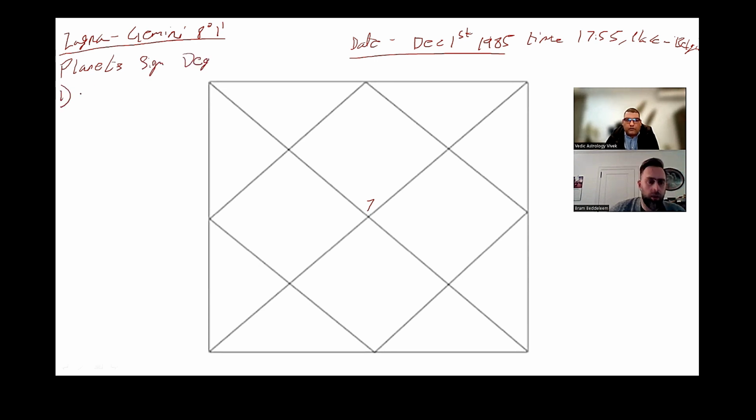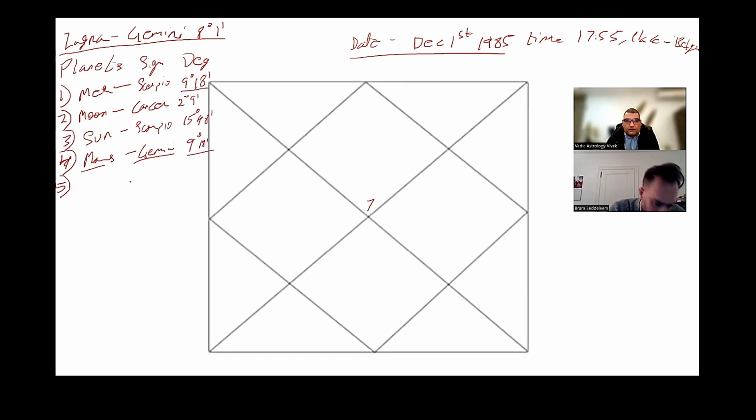Planets, sign and degree. What about Mercury? Scorpio, 9 degrees, 18 minutes, and Mercury is retrograde. Tell me about the Moon. The Moon is in Cancer sign, 2 degrees, 9 minutes. Sun, also in Scorpio, 15 degrees, 48 minutes. Mars is 28 degrees, 15 minutes.